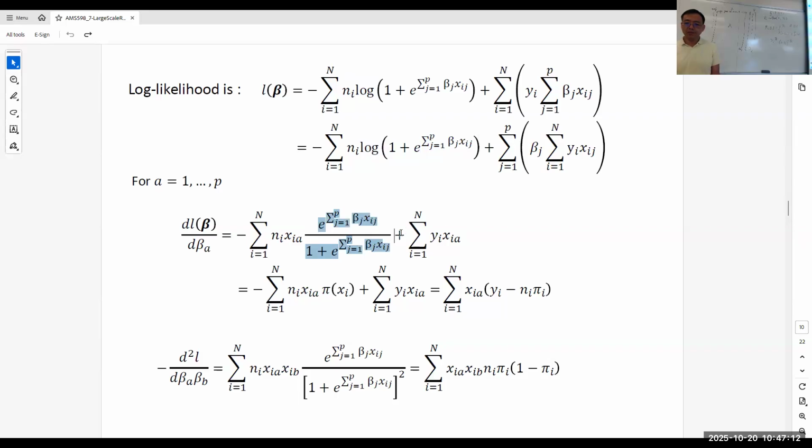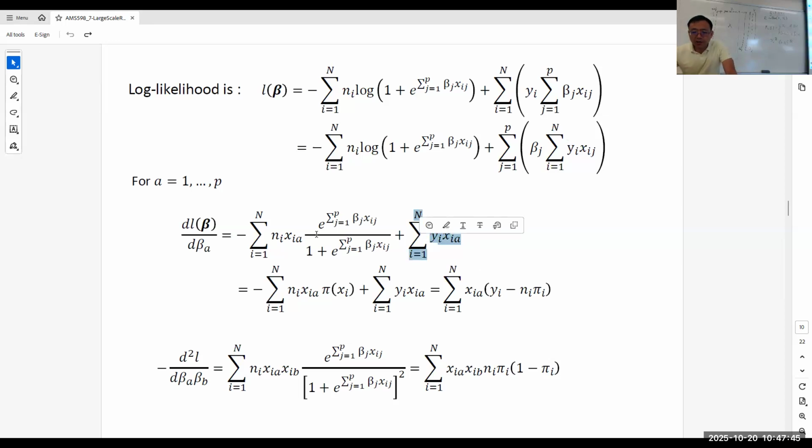This is simple. The second term has the summation j from 1 to p of beta j. Since we are only taking the derivative with respect to beta a, what is left is just the term with a; all the rest is 0, because it doesn't contain beta a. So in the second term, the derivative is just the summation i from 1 to n of yi xi, because the term related to beta a is just yi times xi.